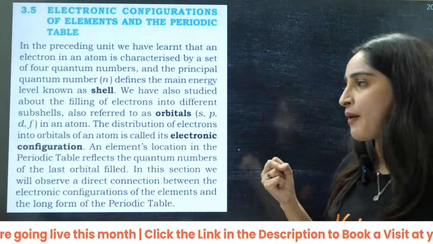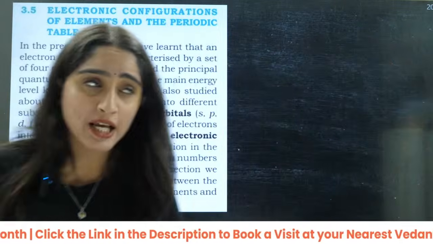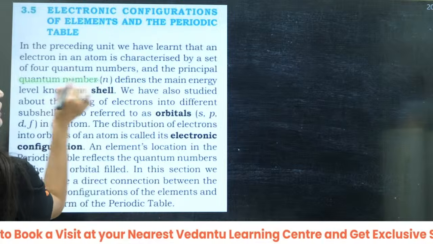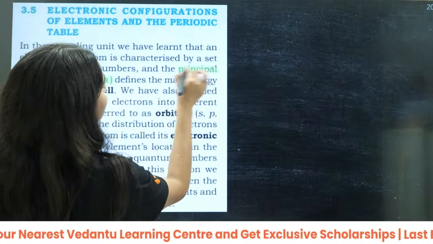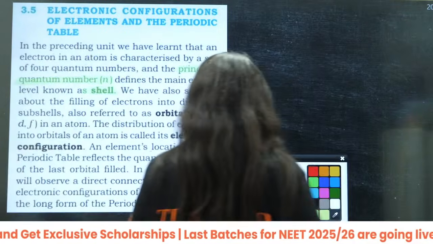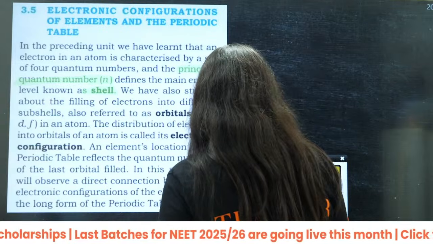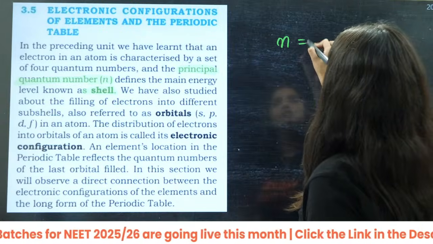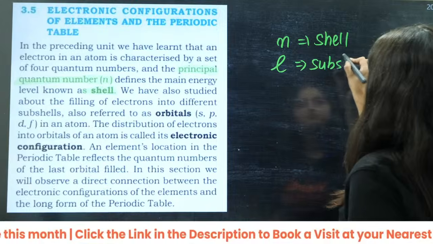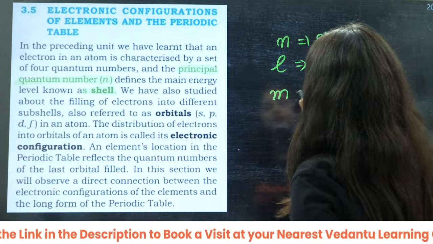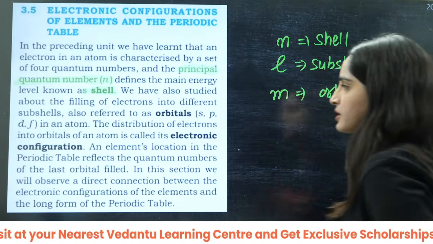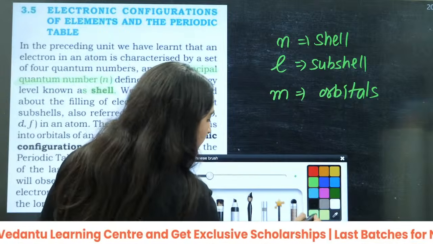Now, bacha, let's discuss the electronic configuration and the shell here. In the preceding unit, you don't need to understand that. First thing is the principal quantum number. We know that represents the shell, that is n. Just recalling that here: n tells you the shell. They are saying l tells you the subshell. Then m tells you the orbitals. This is what they are saying here.